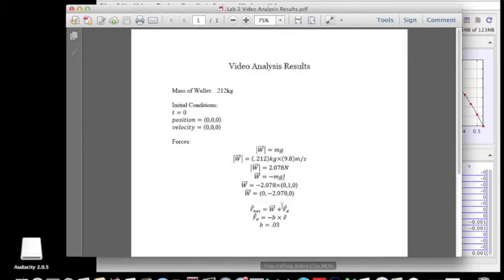Our forces include the momentum principle, which here is the weight force, mass times gravity, which was calculated to be 2.078 newtons. That is just the magnitude. With the direction, we have the vector 0, negative 2.078, 0. Our net force is shown here as the weight force plus the drag force, which we will discuss later. In the drag force, our proportionality constant, B, was calculated to be 0.03 to fit our data the best.